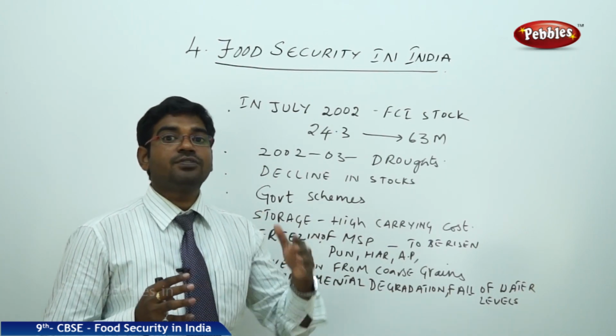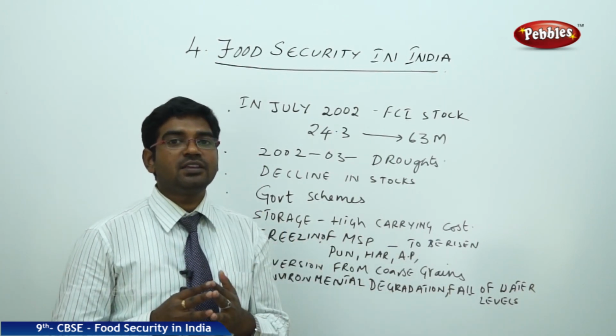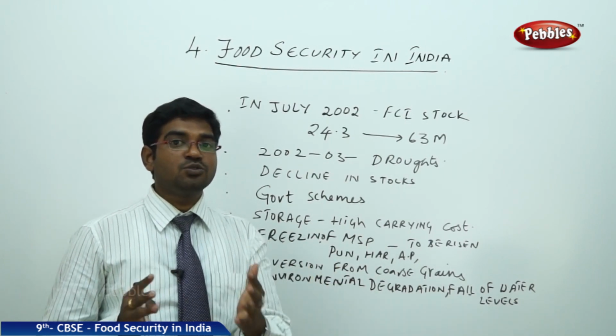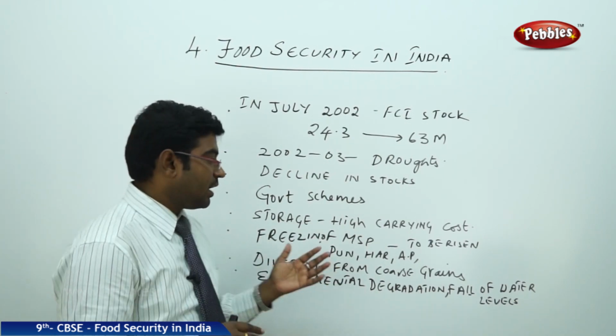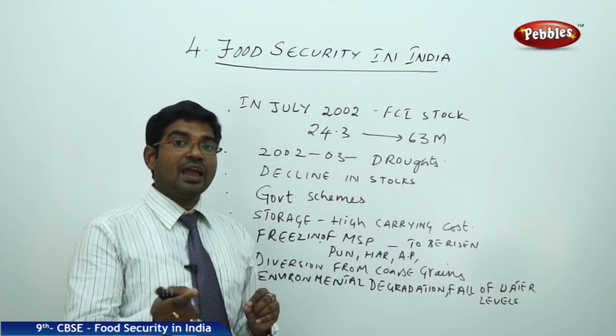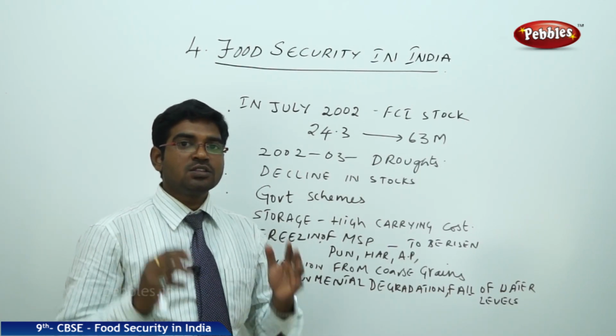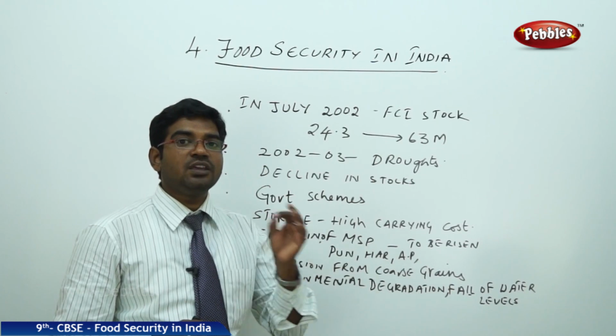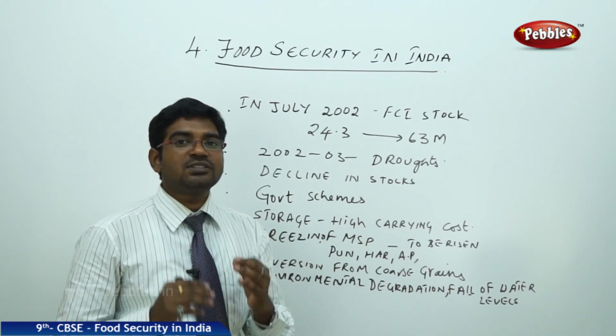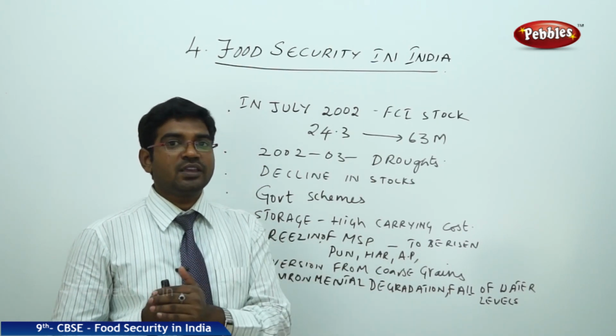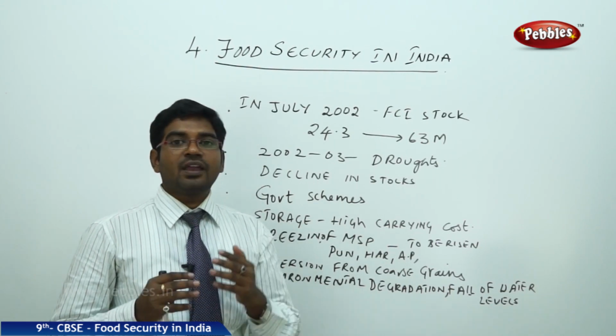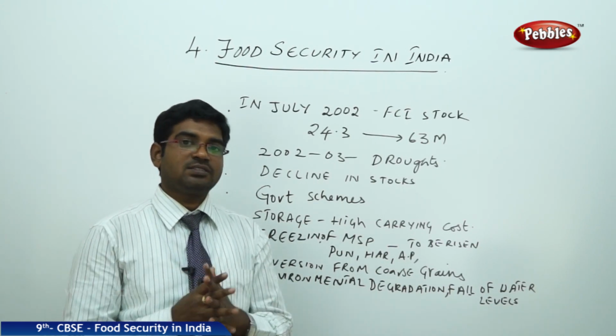So the cost of carrying has been increasing day by day because of the huge storage in the buffer stock and freezing of the MSP. As we have a huge amount of buffer stock stored for us, the freezing of the minimum support price, which is guaranteed by the government through FCI before the crop is given, has for many years continued in the same way.